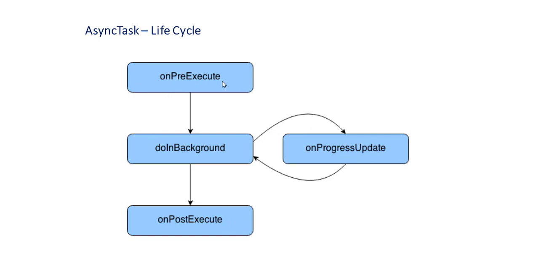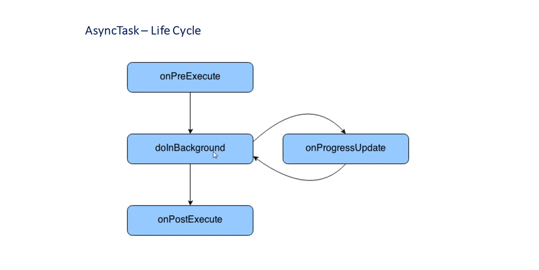The first one is onPreExecute. onPreExecute is nothing but the method which will actually begin your thread. This is actually executed on the user interface thread only, but before you shift onto the background thread, whatever stuff you wanted to accomplish can be put in this onPreExecute method. Once this is done, there is another method, that is doInBackground.